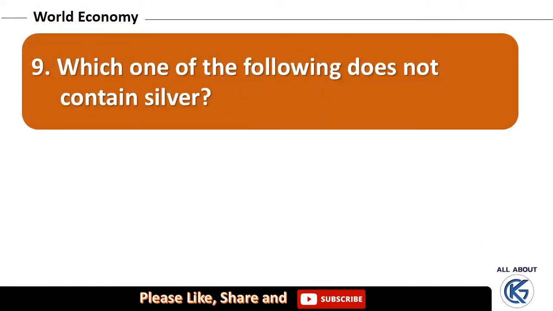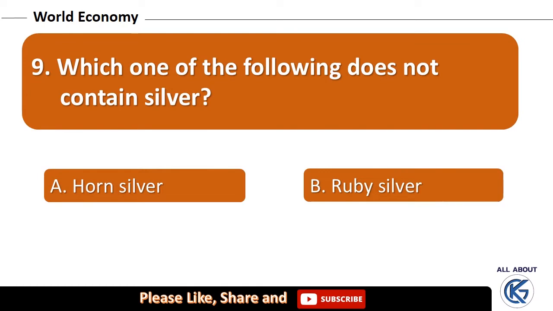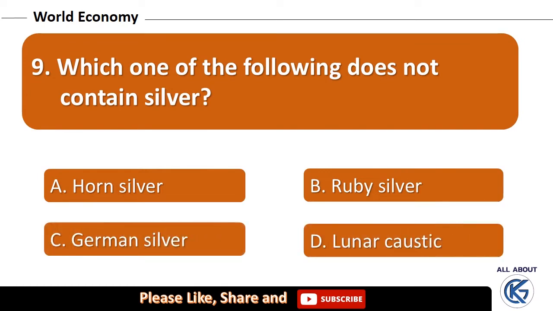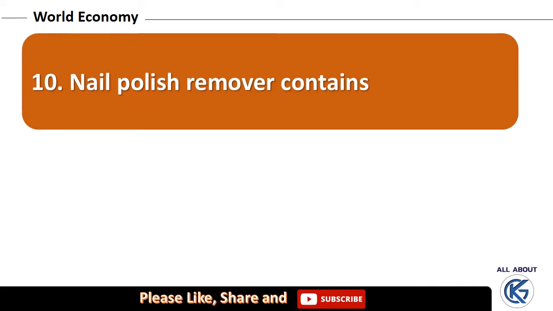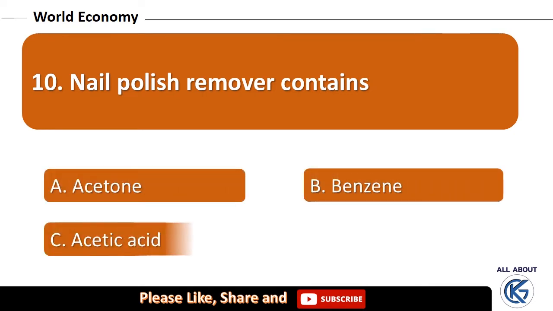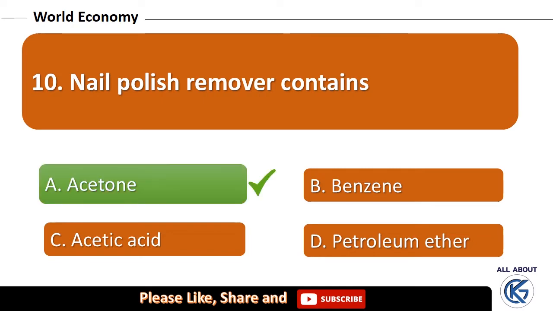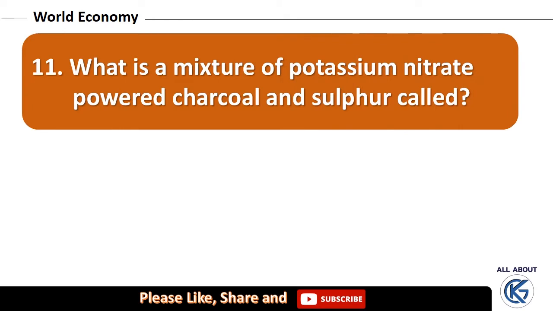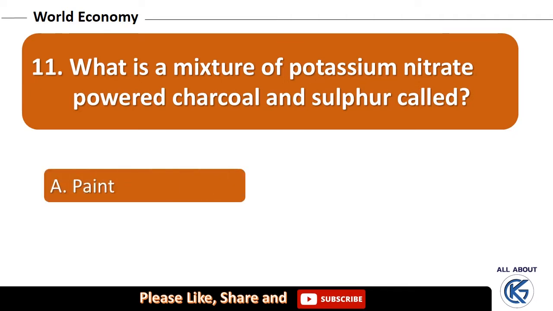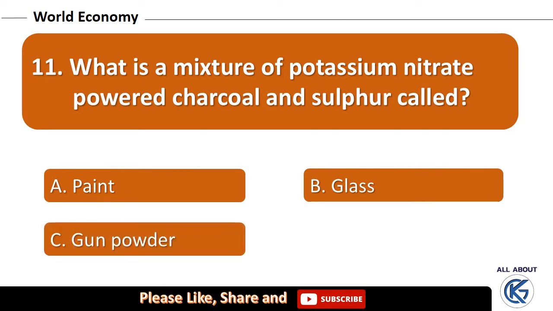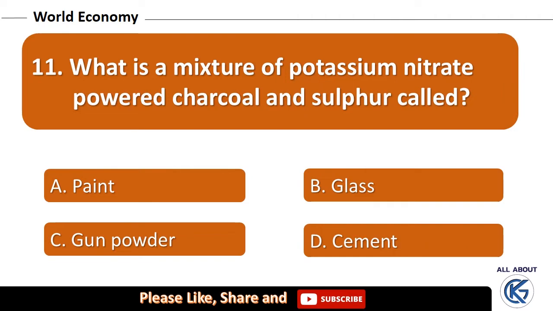Number 9. Which one of the following does not contain silver? The options are horn silver, ruby silver, German silver, lunar caustic. The right answer is German silver. Question number 10. Nail polish remover contains acetone, benzene, acetic acid, petroleum ether. The right answer is acetone. Question number 11. What is a mixture of potassium nitrate, powdered charcoal and sulfur called? The options are paint, glass, gunpowder, cement. The right answer is gunpowder.